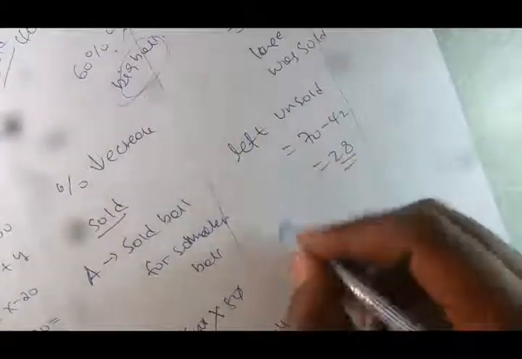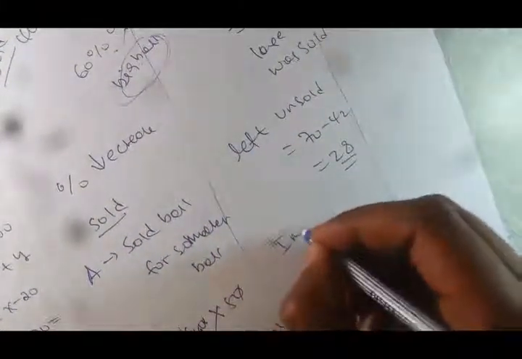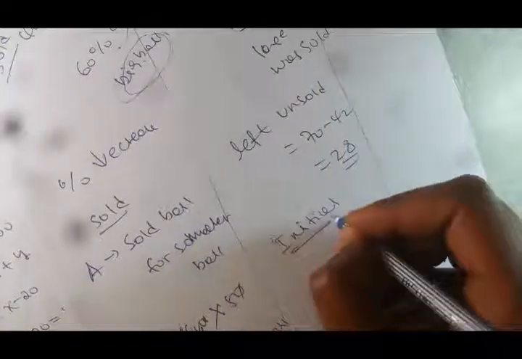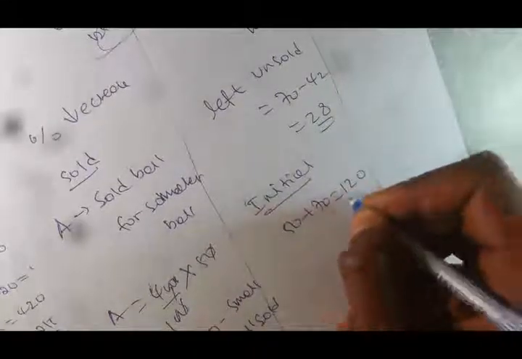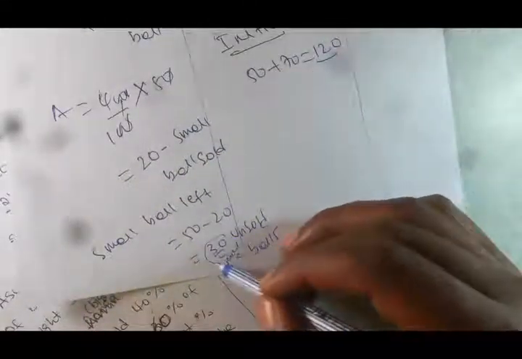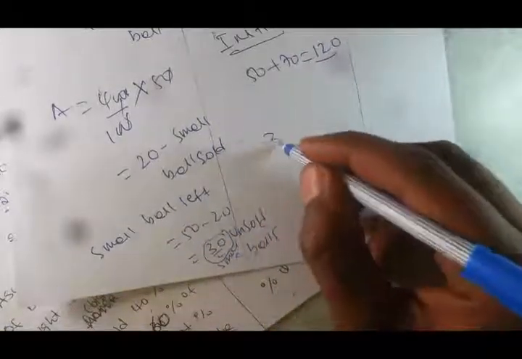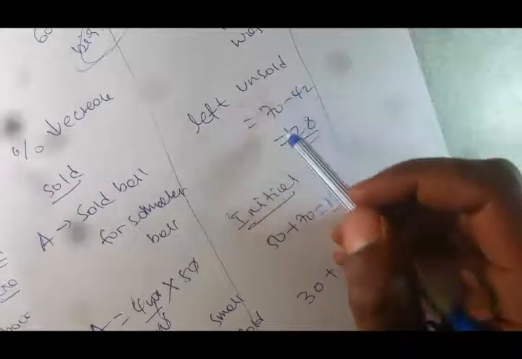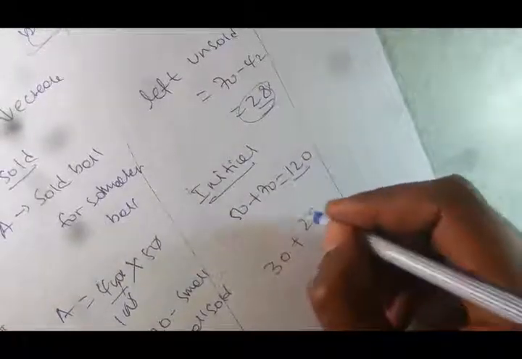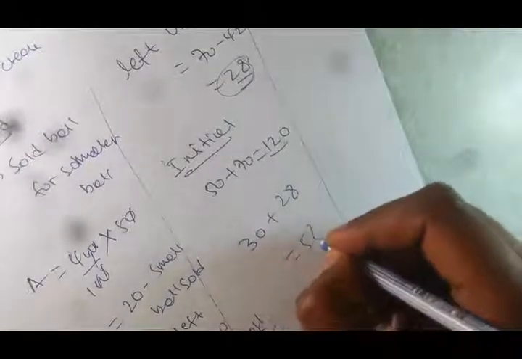The percent decrease means initially she had 50 plus 70, that means 120 balls. Now she has only how many unsold small balls? 30 unsold small balls. 30 plus how many large balls, or big balls, does she have unsold? 28. This is equal to 58.